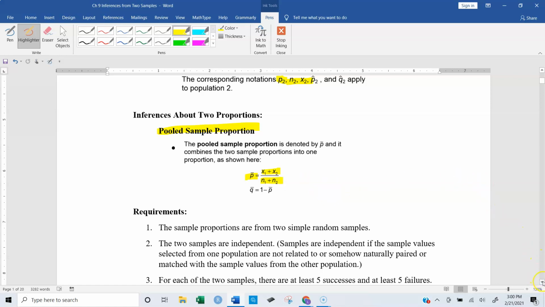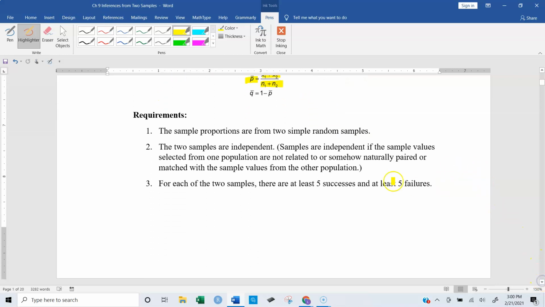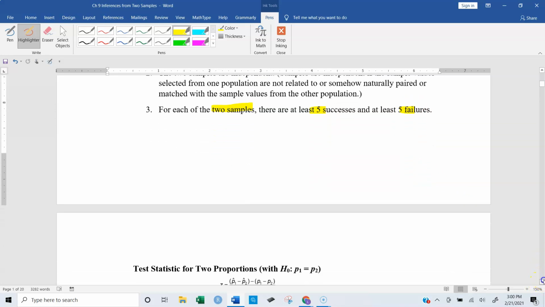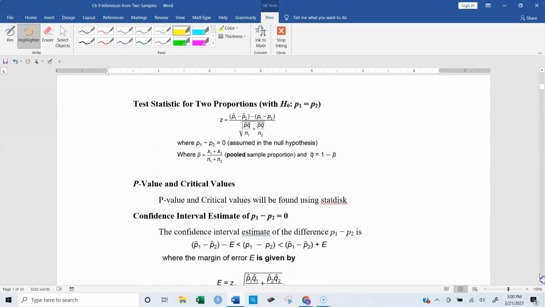All right, our requirements are pretty close to the same. Both have to be simple random samples. They have to be independent from each other. One sample cannot affect the other. The two samples each must have at least 5 successes and 5 failures. So same requirements for both populations is what we're looking at here. And they have to be independent of each other. A little different, not much.